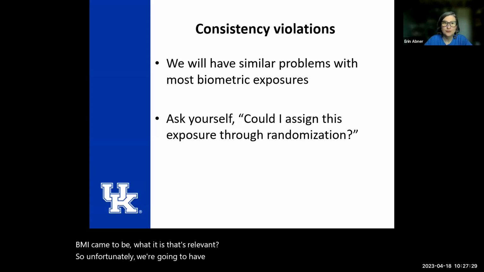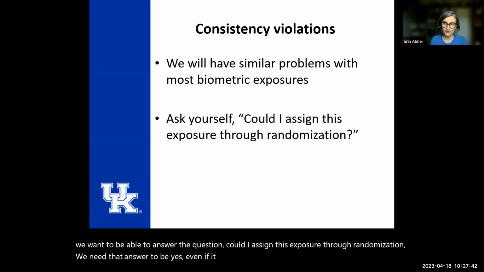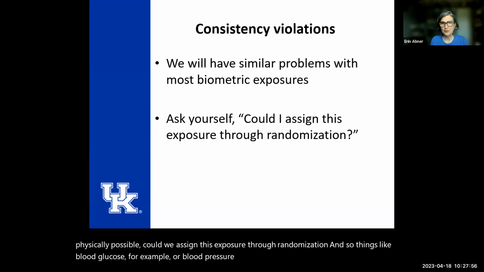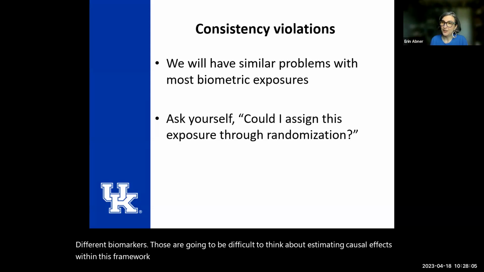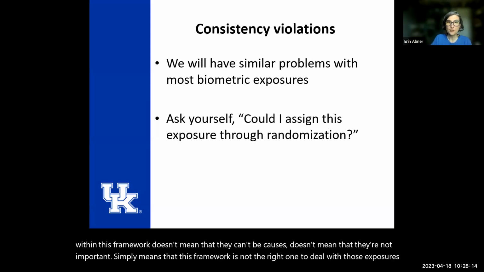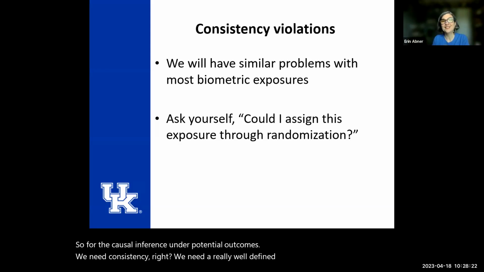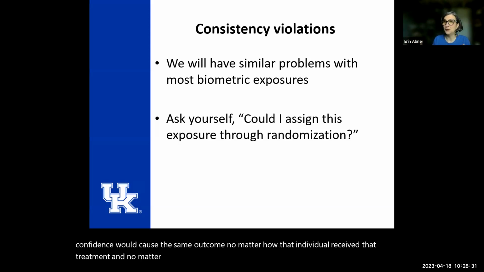So unfortunately, we're going to have similar problems with most biometric exposures. And so we want to be able to answer the question, could I assign this exposure through randomization? We need that answer to be yes, even if it would be unethical to do so, in terms of what is physically possible. Could we assign this exposure through randomization? And so things like blood glucose, for example, or blood pressure, different biomarkers, those are going to be difficult to think about estimating causal effects within this framework. Doesn't mean that they can't be causes, doesn't mean that they're not important, simply means that this framework is not the right one to deal with those exposures. So for causal inference under potential outcomes, we need consistency, right? We need a really well-defined treatment that we have some confidence would cause the same outcome, no matter how that individual received that treatment and no matter what treatments the individuals around that person received.